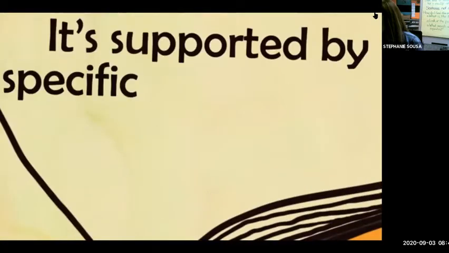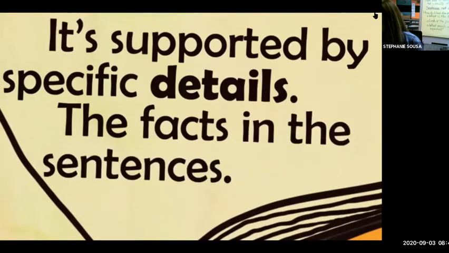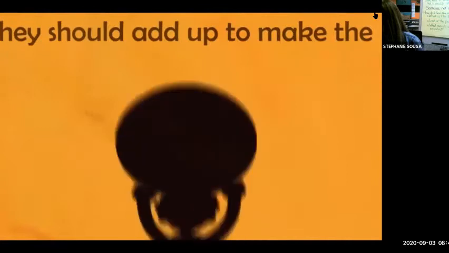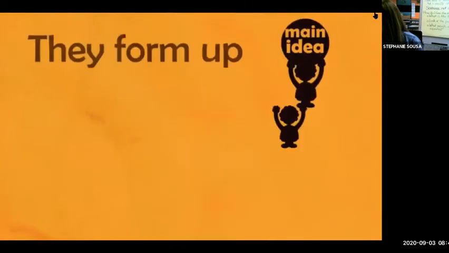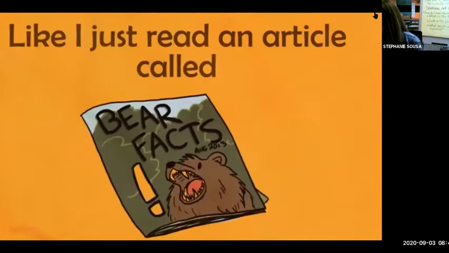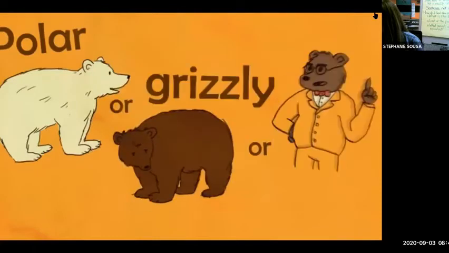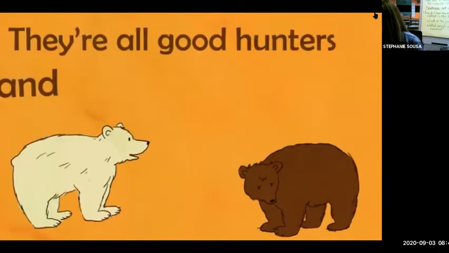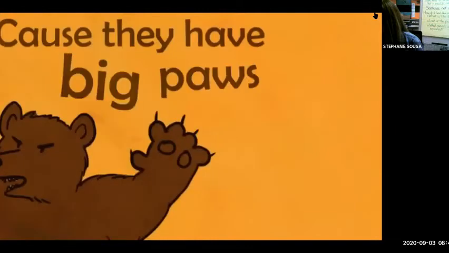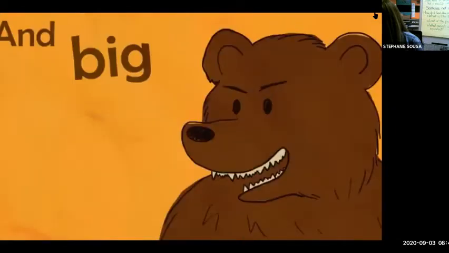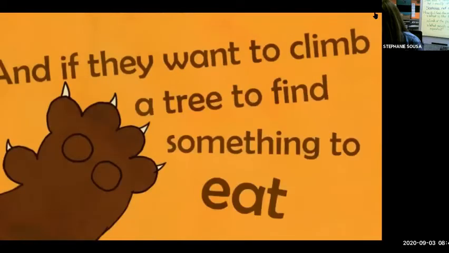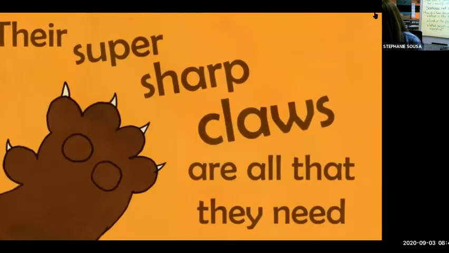It's supported by specific details. The facts in the sentences, be real. They should add up to make the main idea, kid. They form up like cheerleaders in a pyramid. Like I just read an article called Bare Facts, and it talked about how they could be brown or black, polar or grizzly or another type. They're all good hunters and they know how to fight, cause they have big paws so they can catch fish, and big sharp teeth that they eat with. And if they want to climb a tree to find something to eat, their super sharp claws are all that they need. See? Now let's break it down.